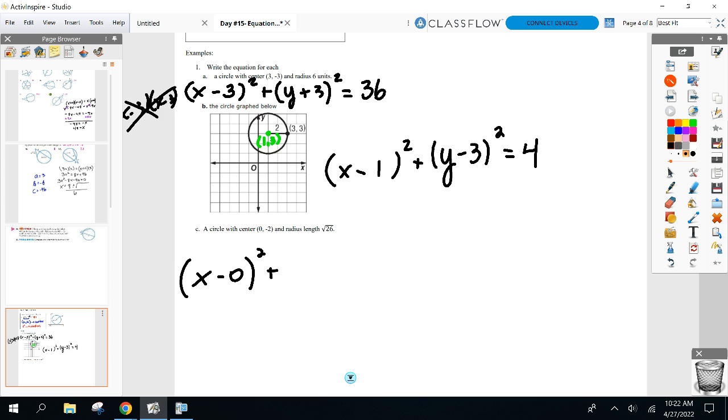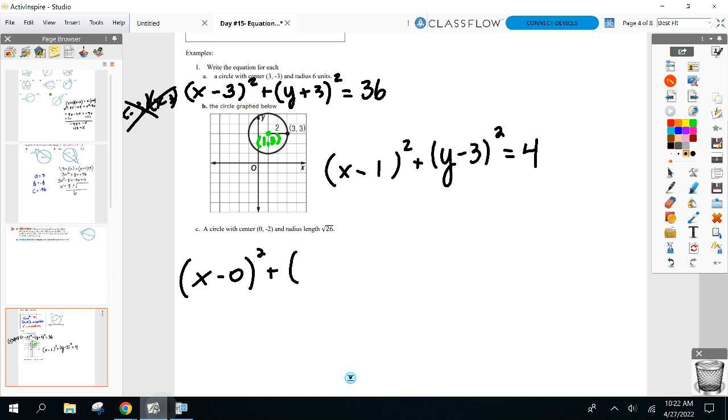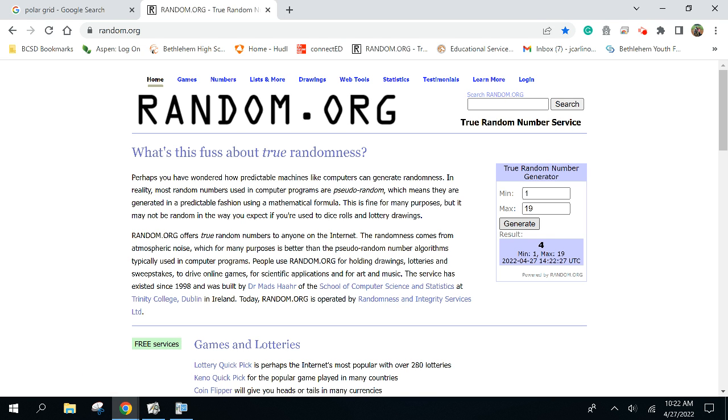Plus. What about your second parenthesis? Be careful there. What's the second parenthesis going to look like? Y plus 2. Good. Everyone see why it's plus 2? Y minus a negative 2 becomes plus 2. What's going to be on the right side now? The radius squared. Do it in the calculator. You're squaring the radius. What number is going to go on the right now?